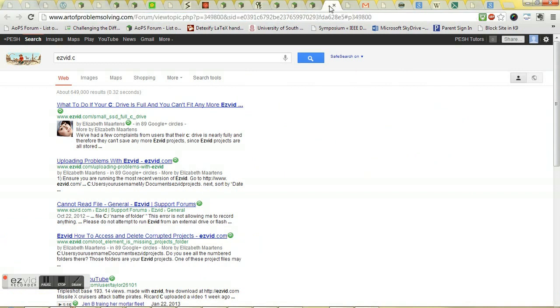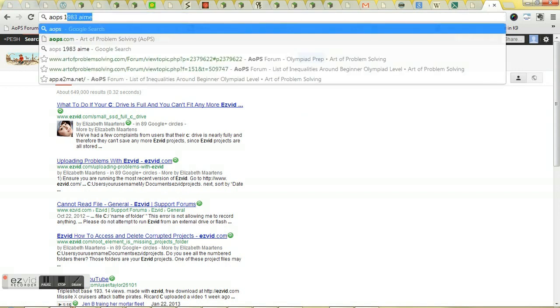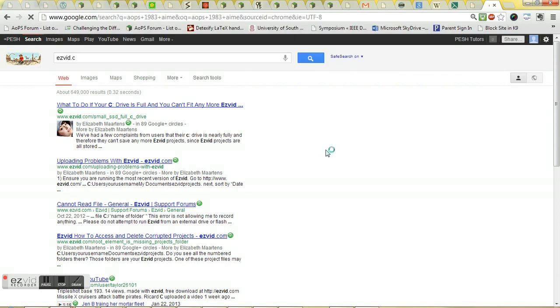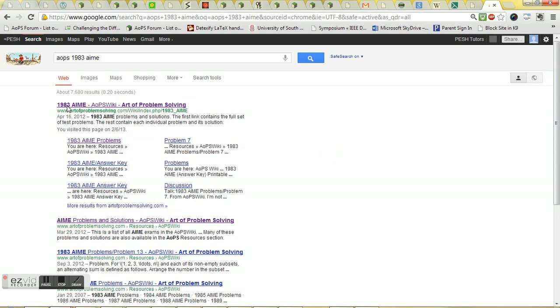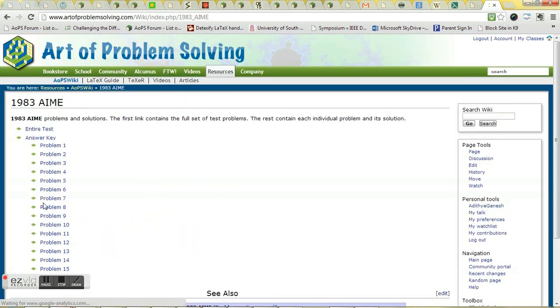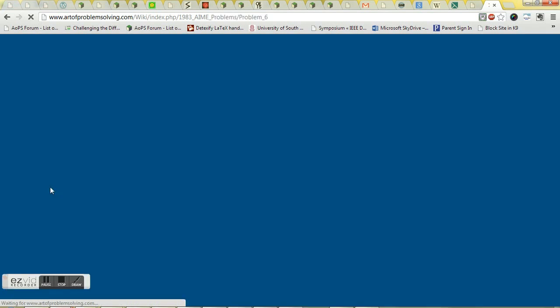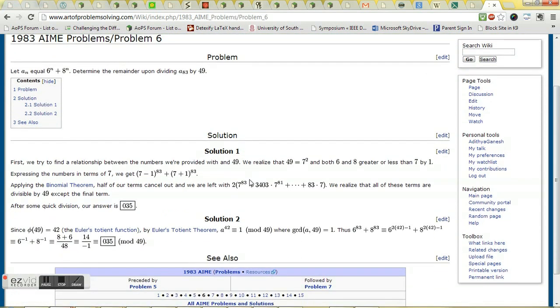And if you guys want an application of this theorem, which I'm sure you would, let's consider an old AIME problem. I'm going to show you the solution to an AIME problem, 1983, number 6. This is the American Invitational Math Exam. Now, they ask us to find the remainder of 6 to the 83 plus 8 to the 83 when dividing by 49. And upon calculating, we can find that phi of 49 is 49, which is m, times 1 minus 1 over 7, which is 6 sevenths. So 6 sevenths times 49 is 42.